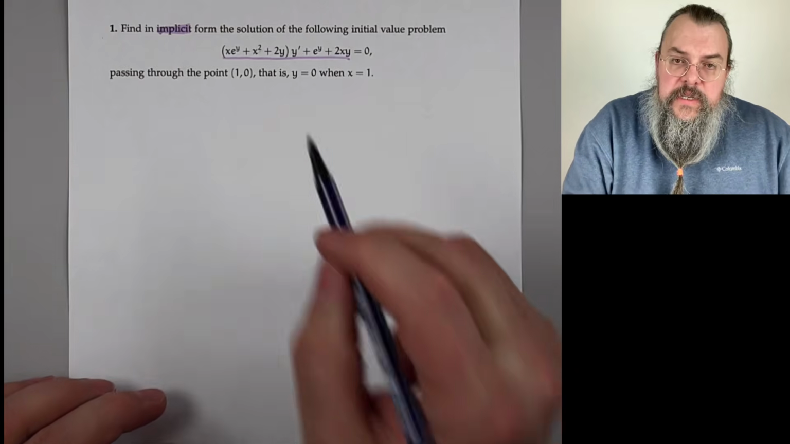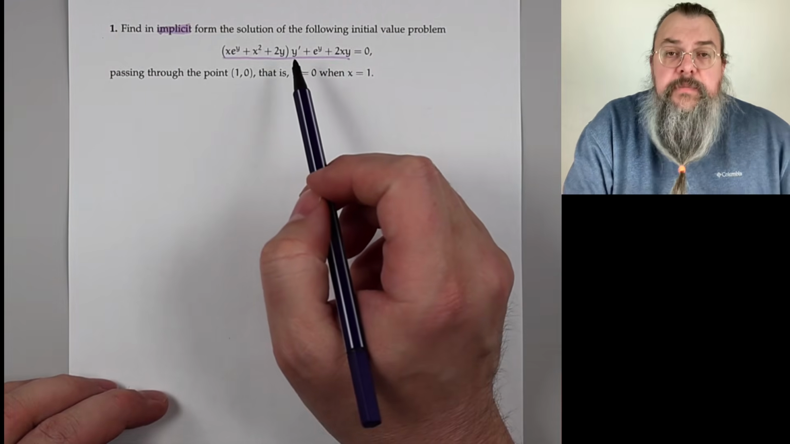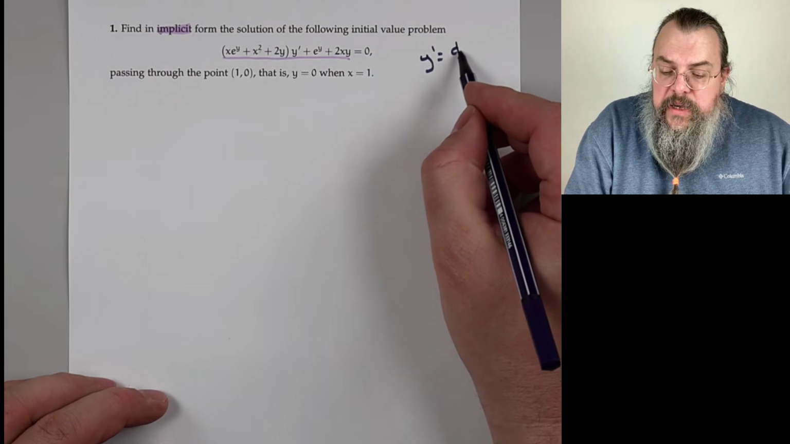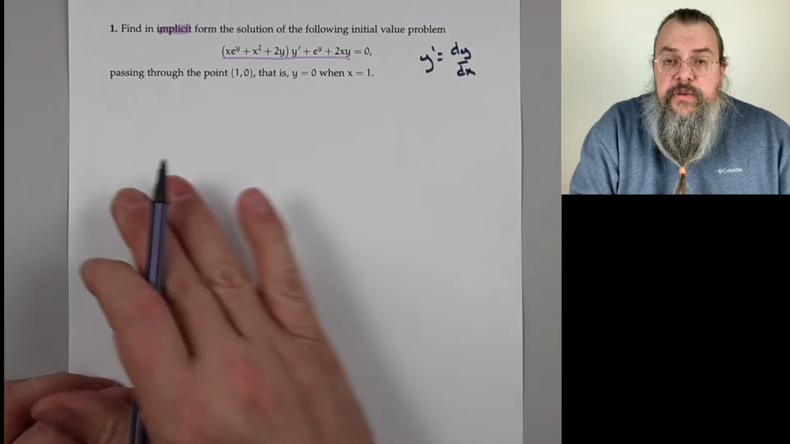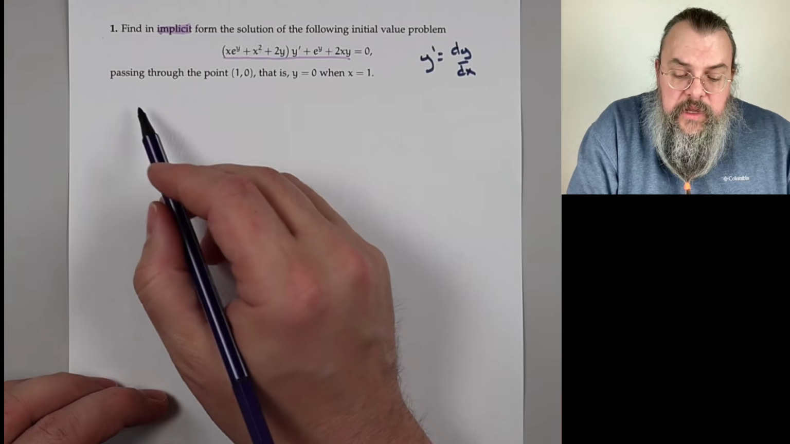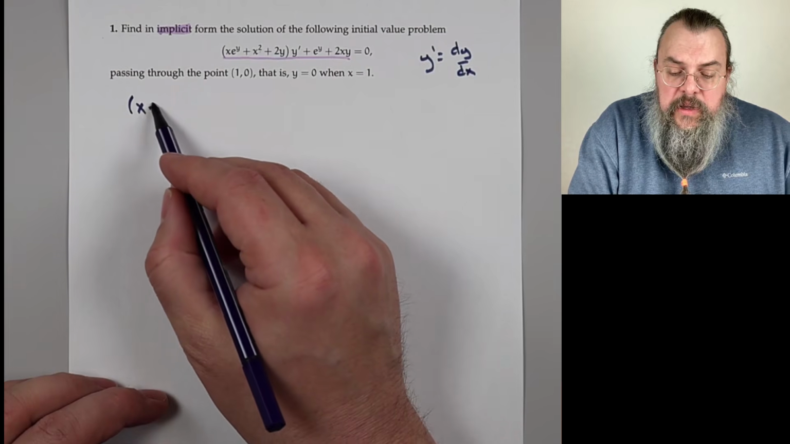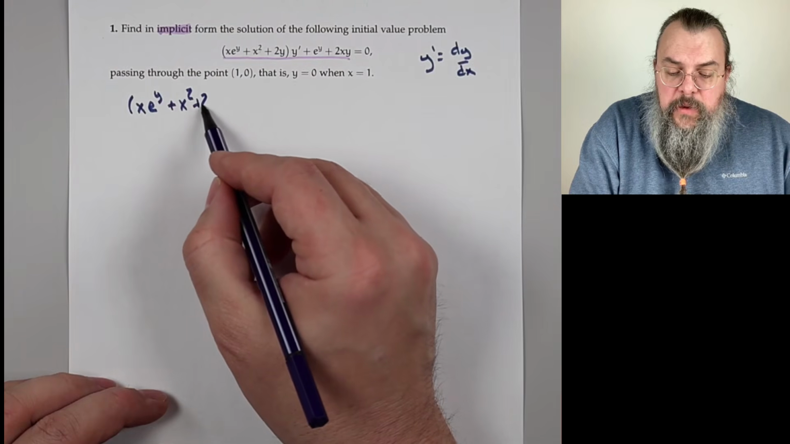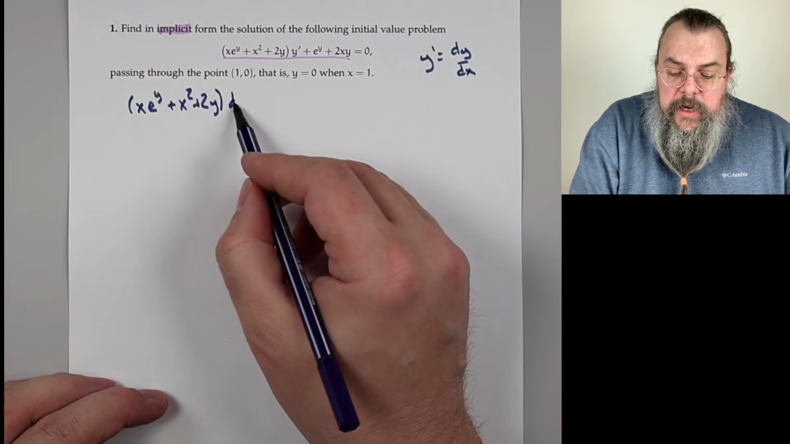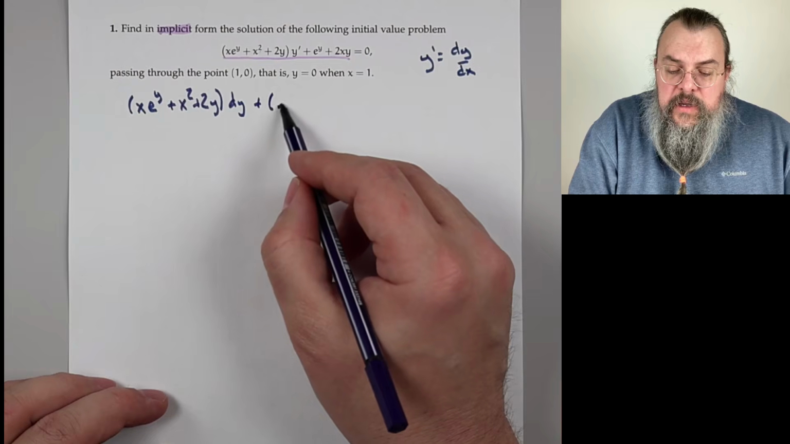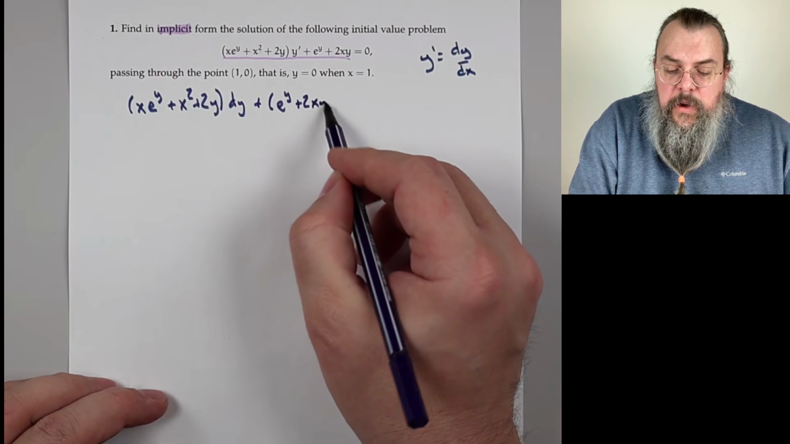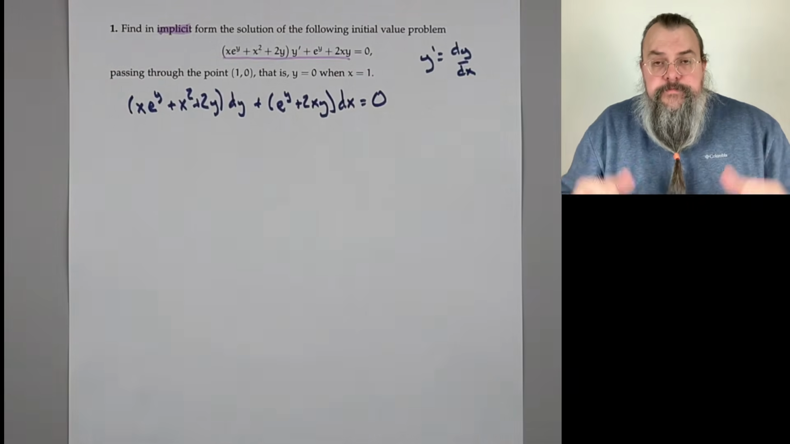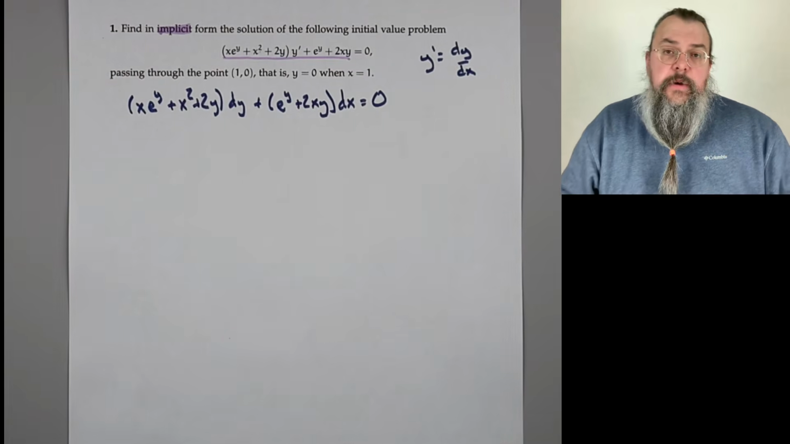So the first thing is, let's rewrite this y prime. We'll think of it as y prime is dy over dx, and then we'll multiply through by dx, so that this is the same as saying, let's solve (x e^y + x^2 + 2y) dy + (e^y + 2xy) dx = 0. All right, so we've rewritten in this way.